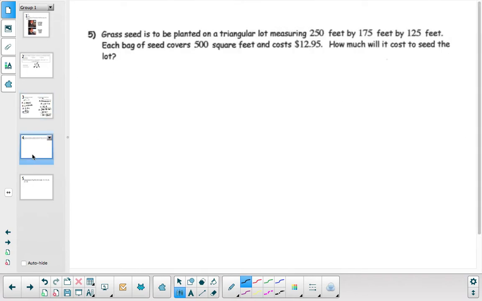Alright, same issue here. We need to find how much it costs to buy enough seed to properly seed a field that happens to be triangular. Go figure. But quick diagram of what's going on here. It's 250 by 175 by 125. You could check to see if it's a right triangle. I doubt that it is.